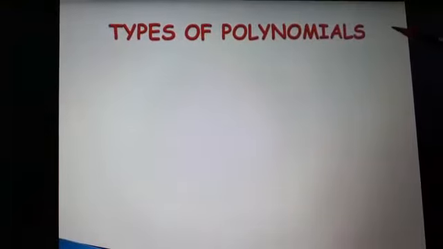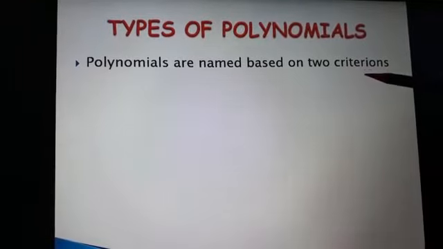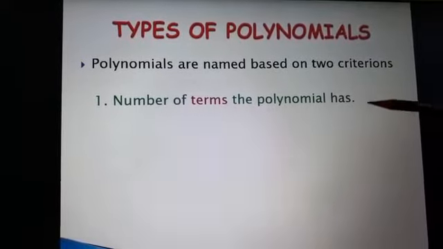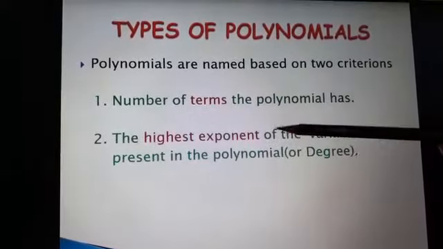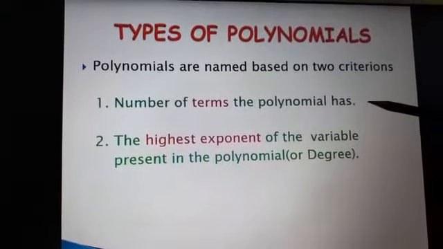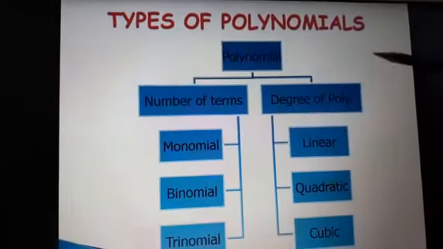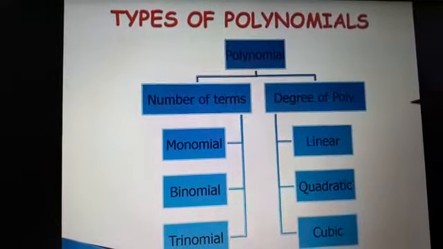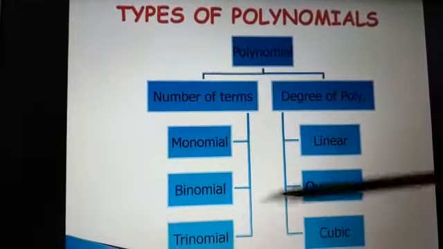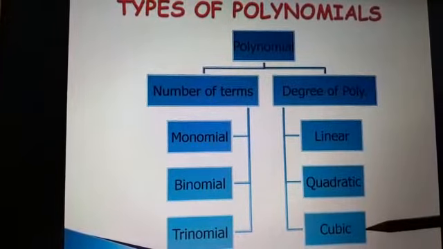Now second, the types of polynomial. Polynomials are named based on two criteria. One is the number of terms the polynomial has, and the second is the highest exponent of the variable, which is also called the degree. The first is according to the terms, the second is according to the degree of the polynomial. So here we have a flow chart. According to the number of terms are monomial, binomial, trinomial, and according to degree, linear, quadratic and cubic.